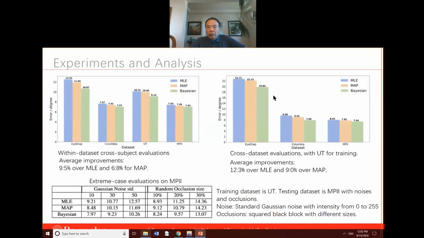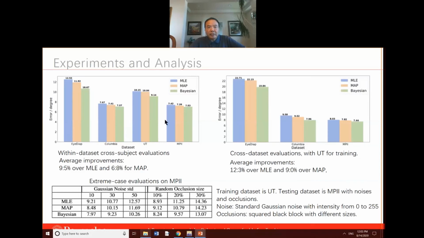And we can also do the cross data set evaluation, where we train the model using the UT data and then evaluate their performance on the 3 remaining data sets. So this is the result. Again, we can see that the Bayesian method consistently outperforms the non-Bayesian method. And we can also see that the improvement of the Bayesian method over the non-Bayesian method is more significant for more challenging data sets. And overall, we see an average improvement of over 12% for the maximum likelihood, and 9% over the MAP. So you can see this improvement is even higher than this improvement.